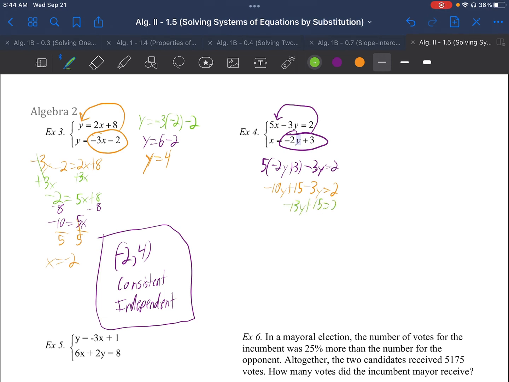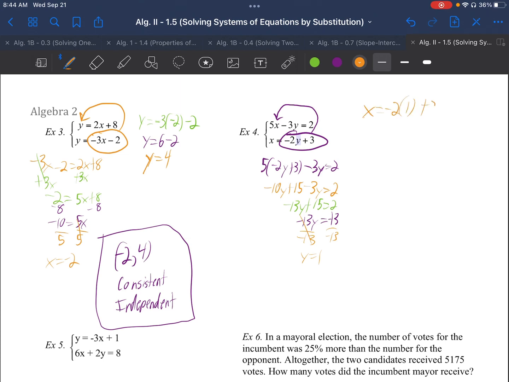Combine like terms to get negative 13y plus 15 equals 2. Subtract 15 from both sides to get negative 13y equals negative 13. Divide both sides by negative 13, and y is positive 1. Plug back into either equation. I'm going to choose the bottom one because the numbers are smaller, as well as the x is already by itself.